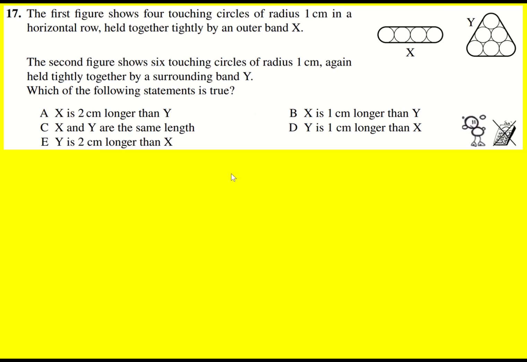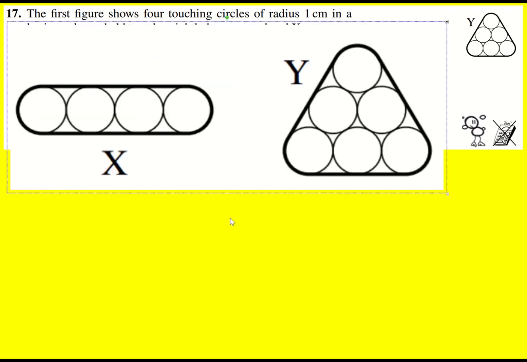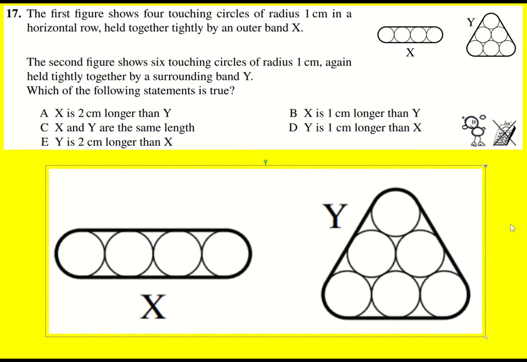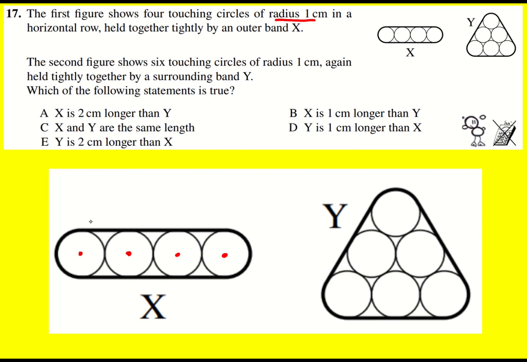There's a lot of words in this question, but essentially we're just being asked to compare the perimeter of x with the perimeter of y. And I'm going to draw a slightly bigger one here to make it easier to see. So I'm going to draw the centers in on the circles in x, and the radius is equal to 1.